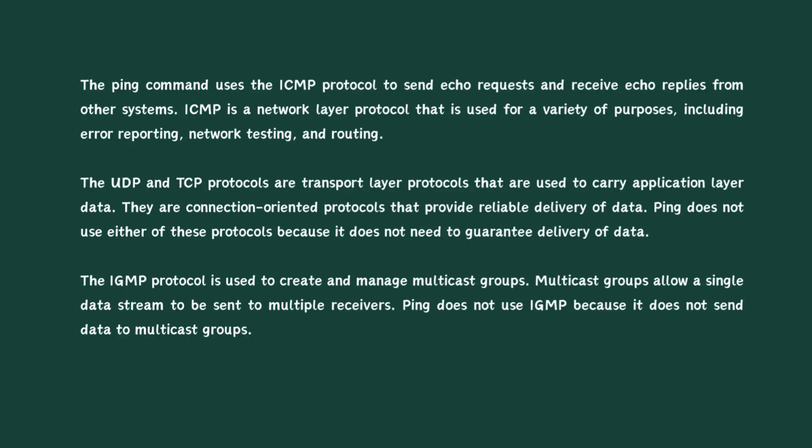The IGMP protocol is used to create and manage multicast groups. Multicast groups allow a single data stream to be sent to multiple receivers. Ping does not use IGMP because it does not send data to multicast groups.